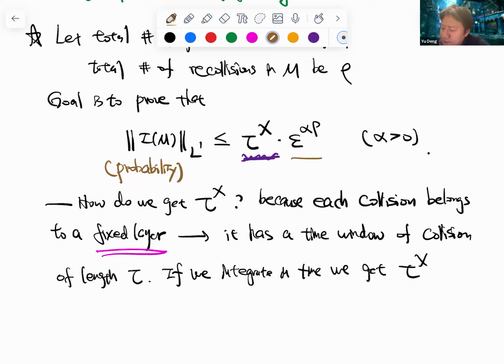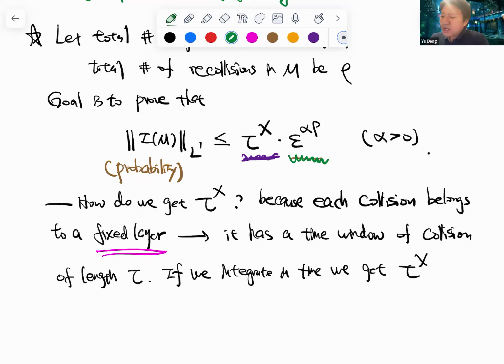But the hard part, of course, is to get this power, epsilon alpha rho. Let's start with a simple example, and we'll see in general how to get it. Of course, this is the main part of our proof.